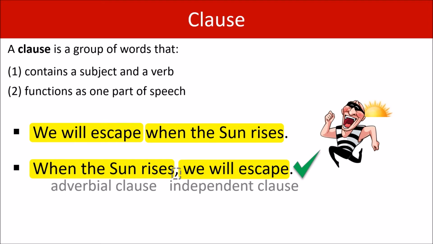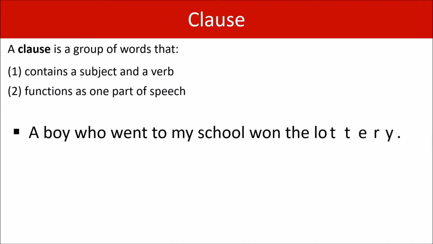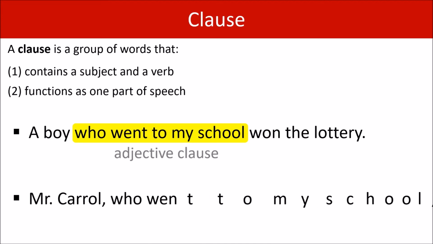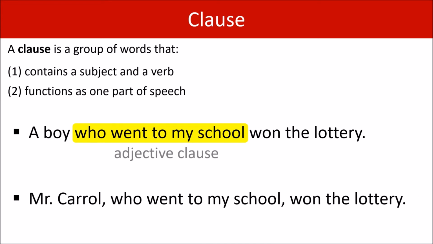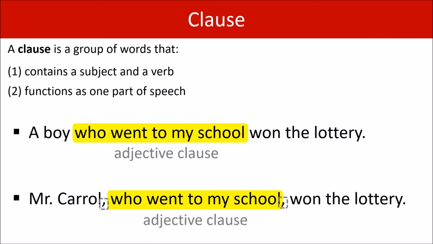There is one more technical point I want to show you. A boy who went to my school won the lottery. Who went to my school is an adjective clause. Let's put up a similar example. Mr. Carroll, who went to my school, won the lottery. Who went to my school is still an adjective clause. But look, we have commas around this one, but not the top one. And yet both of these are correct. So what's going on?